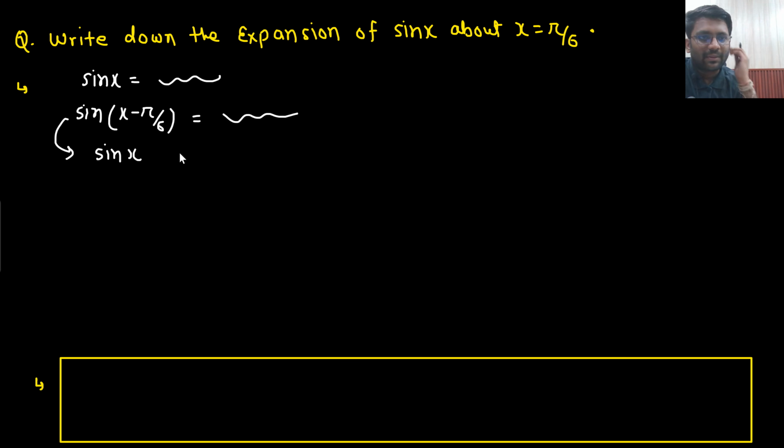What is cos b? Cos pi by 6, which is cos 30, that is root 3 by 2. Sin a cos b minus cos a sin b. Cos a sin b: sin pi by 6, that is 1 by 2. So this is the expression you will be getting.